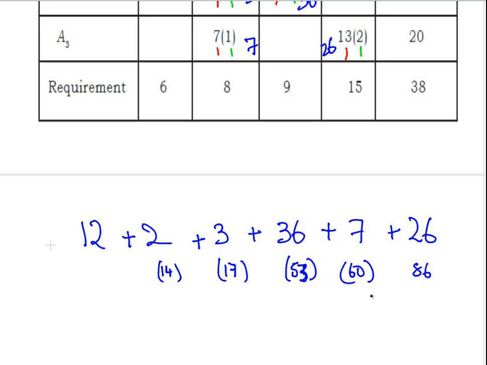So the total answer is, total cost is 86 units using the Vogel approximation method. That's our initial allocation, lowest cost initial allocation. That's the Vogel approximation method.